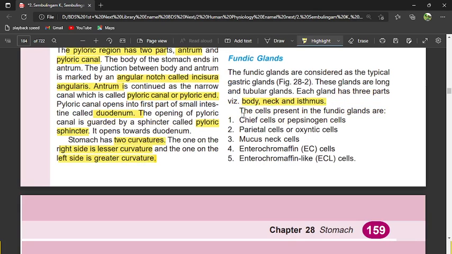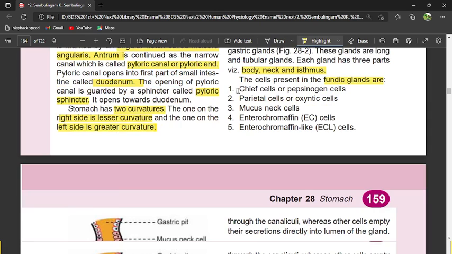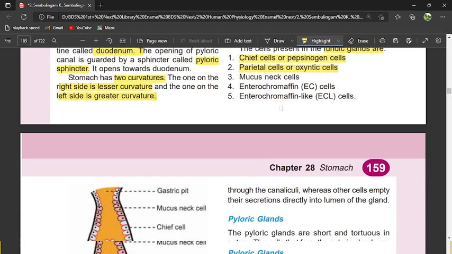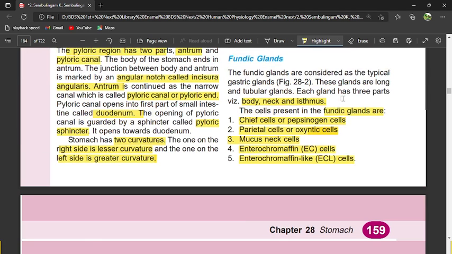Yes, there are chief cells present in the fundic glands. They are the chief cells, that is pepsinogen cells, parietal cells or oxyntic cells. They have mucus neck cells. They also have enterochromaffin cells, enterochromaffin-like cells. All these cells are found in your fundic glands, okay.